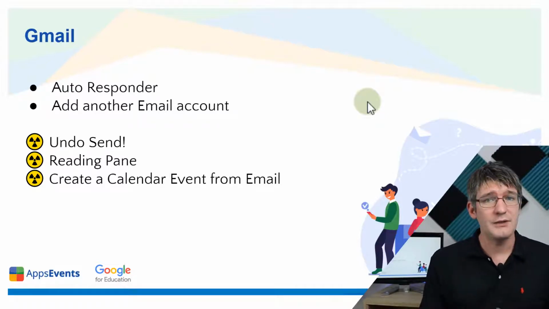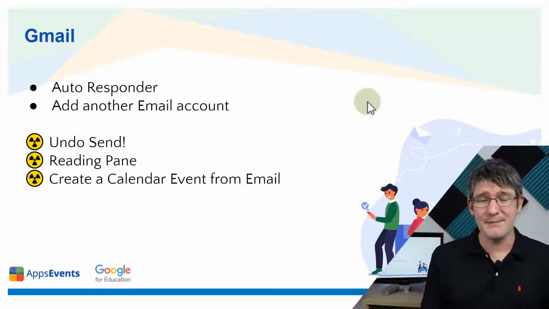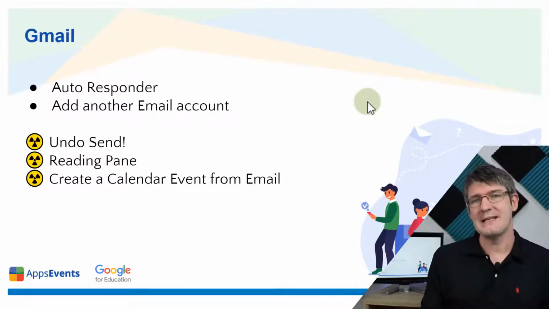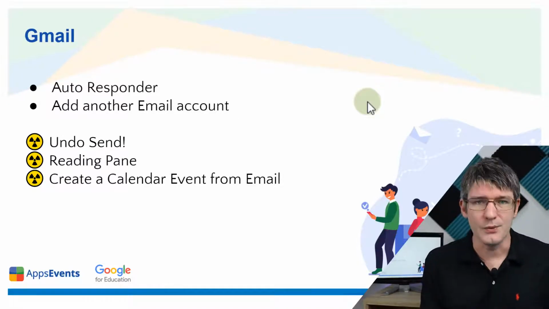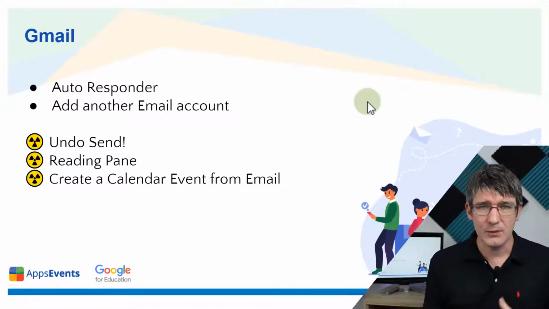First of all, undo send. Yes, sometimes we send emails and sometimes that email has a typo that we've overlooked, or maybe we shouldn't have sent it in the first place. Well, Gmail allows us to set up an undo send. That means that we have a set amount of time that we can always call our messages back. And I'm going to show you where you can set this up.